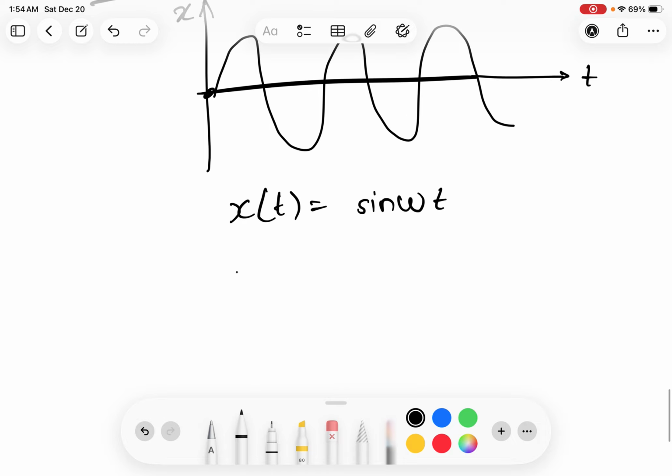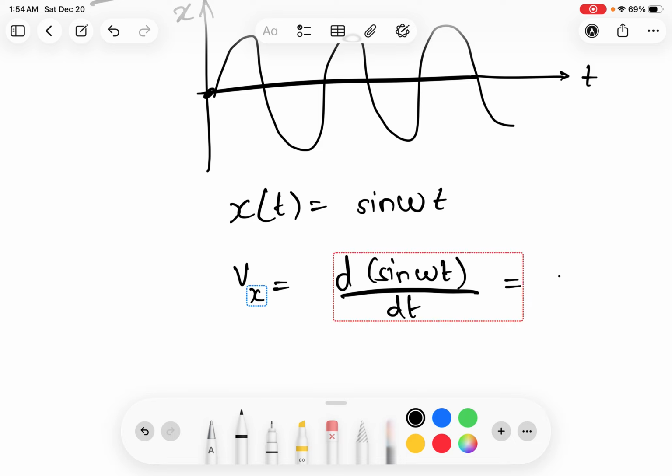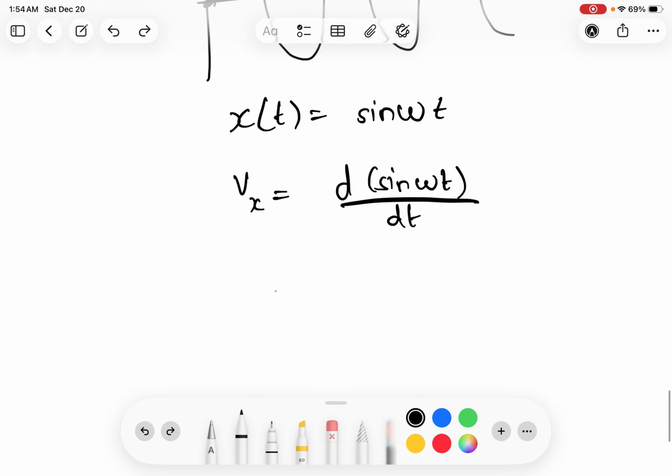If that's the position, what would be the velocity? Well, since we don't want other coordinates, we'll just take the x coordinate. So the rate of change of sine omega t by t. So that would be just cos omega t. So cos comes out because of the chain rule. So in order to, let me just do it properly.